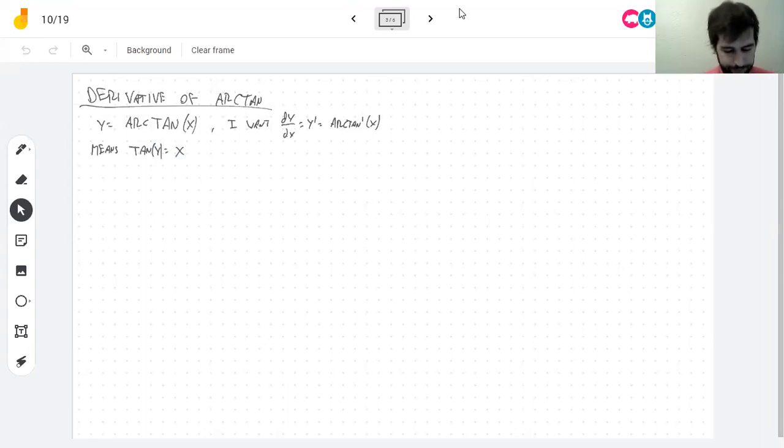So the special one, the one that we call arctangent, is just like arcsine, actually. Except that now y cannot be pi over 2, because pi over 2 doesn't have a tangent. Because then we're dividing by 0.